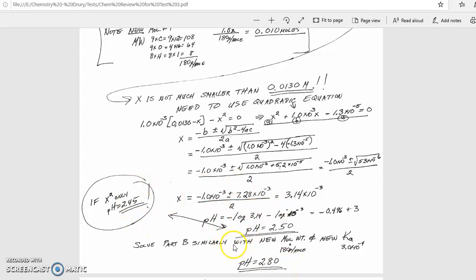Likewise, for this right here, your pH is 2.80, and there's two things here. Number one, on that one, you needed a different molecular weight, and you also could not ignore this quadratic equation. Those two things. So if you got this number right here, you essentially fudged it a bit, okay?